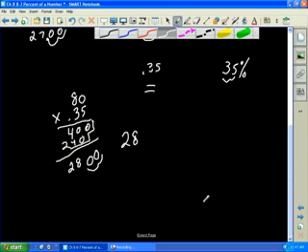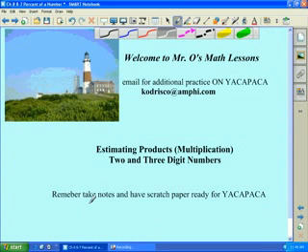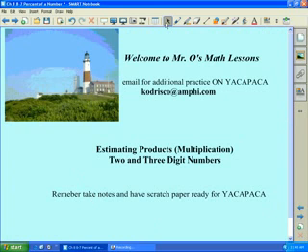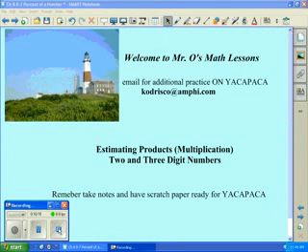So now you're going to go ahead and do some problems on Yakapaka. Again, set a goal of at least 80%. Use scratch paper. Play the video back if you have to. Make sure you've taken some notes. We've done this in class. So go to it and hopefully you'll get a good score.